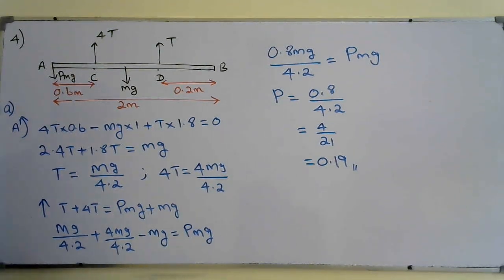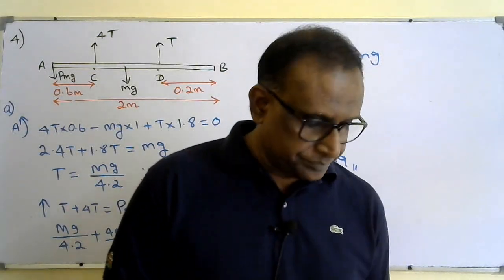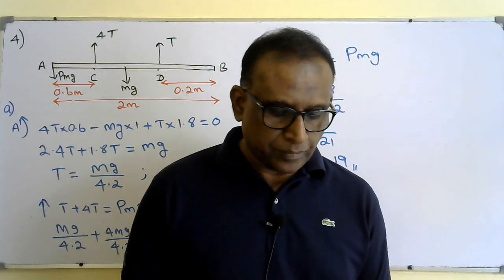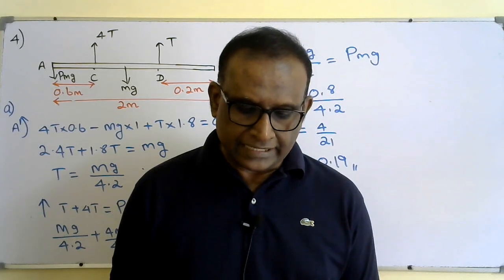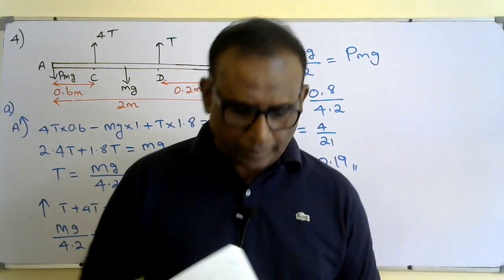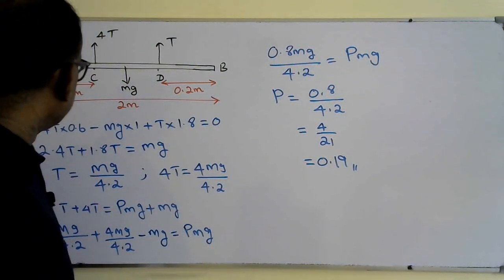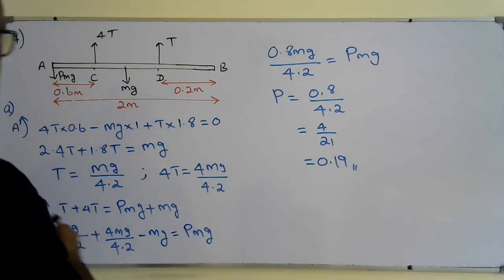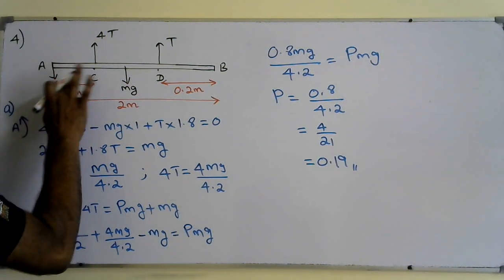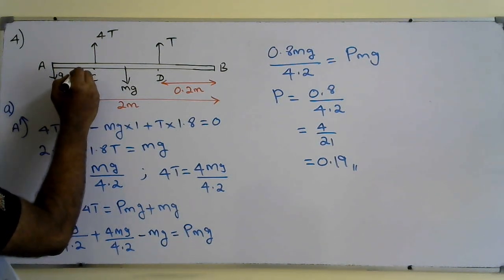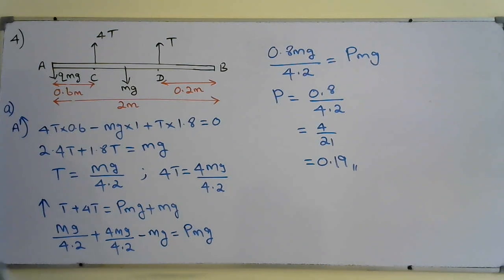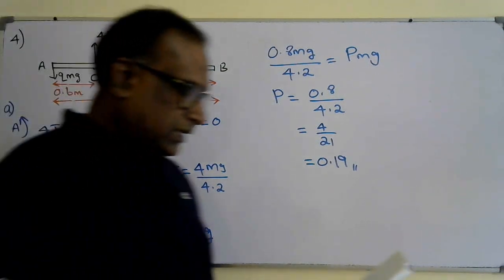Okay, so B part. The particle of mass pm kilogram at A is removed and replaced by a particle of mass qm kilogram. Okay, now they are replacing the pm kilogram by qm kilogram. Right, what is happening when it is replaced by qm kilogram? So the force will be qmg at A.